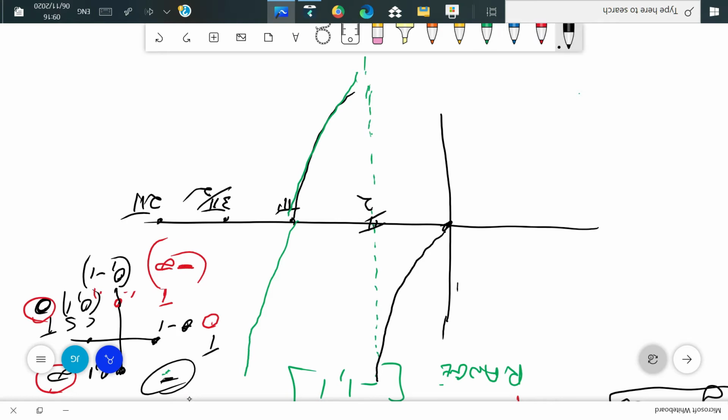Was that a green line? No, I've never seen this coming up in the exam.